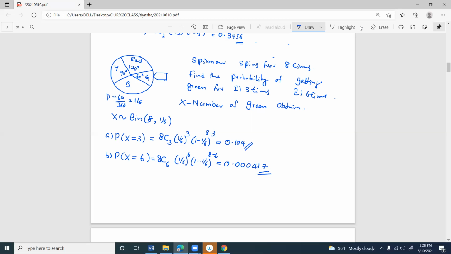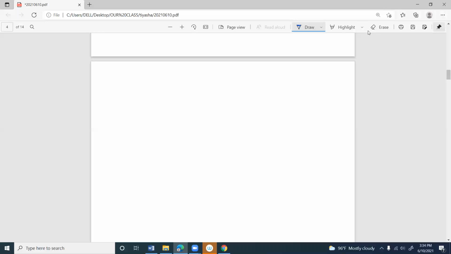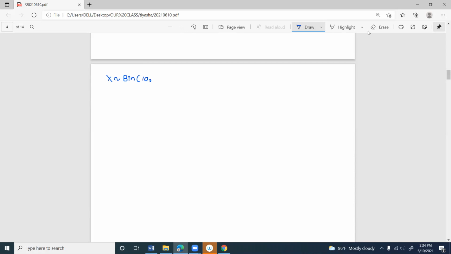Let's do this. The next step is to know how to find multiple probabilities in a binomial distribution. Suppose that X has a binomial distribution, sometimes written B, some books say B, with n equal to 10 and probability 0.2. That's the event we need to understand.